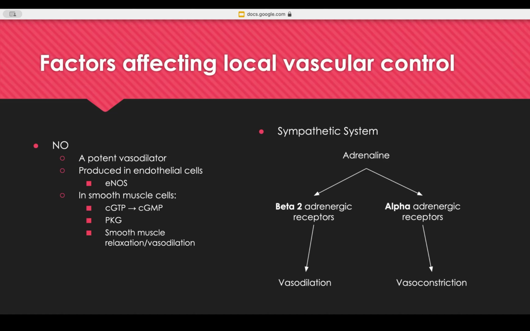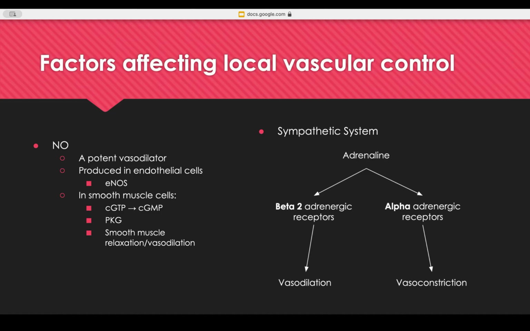You need to be aware of nitric oxide, which is a potent vasodilator. This is produced in endothelial cells by the enzyme nitric oxide synthase. This then travels to the smooth muscle cells underneath the endothelial cells of the vessels and activates the cGMP pathway, which activates PKG and causes smooth muscle relaxation and thus vasodilation.